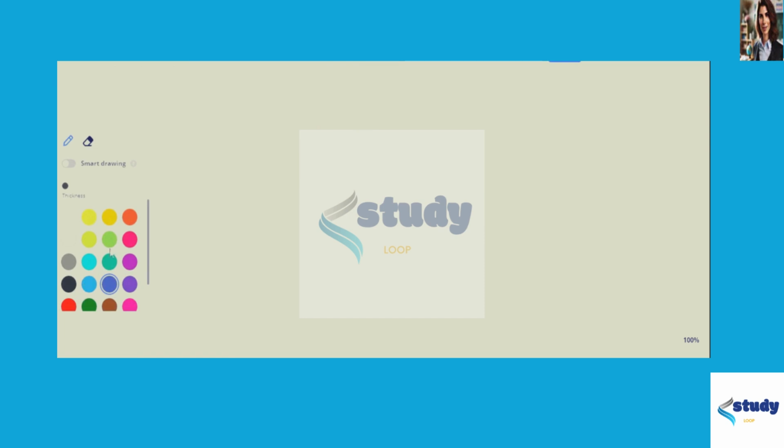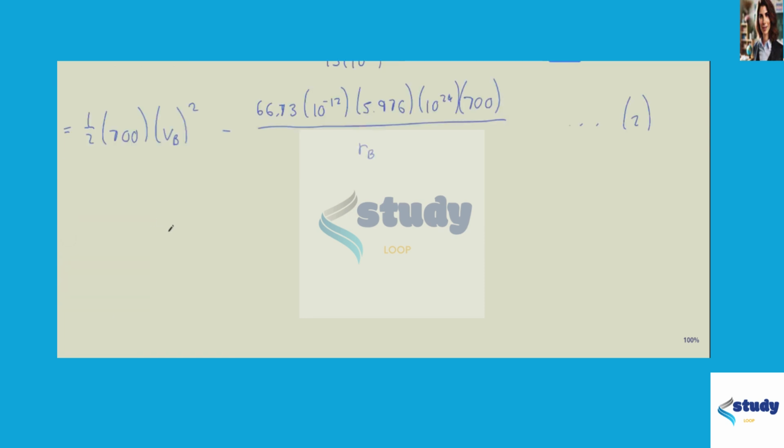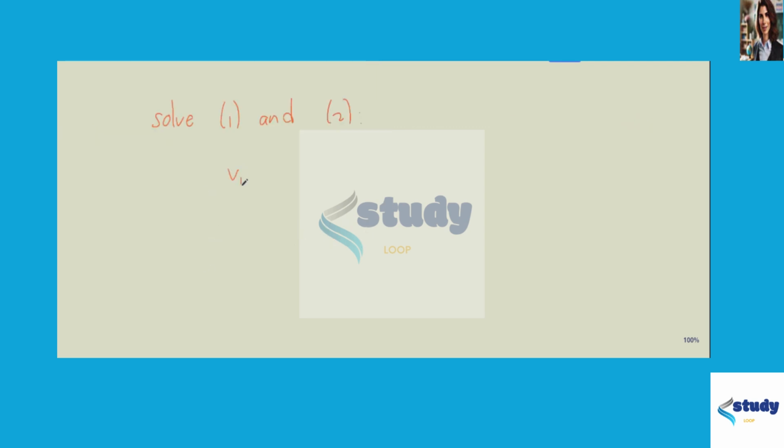So if we solve equations 1 and 2 simultaneously, we can find VB and RB, and we get VB to be 10.2 kilometers per second, and the distance RB to be 13.8 megameters.